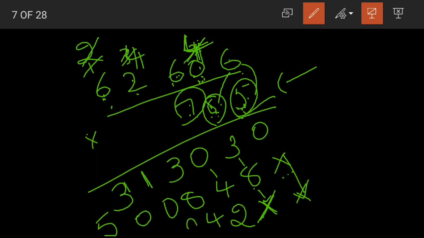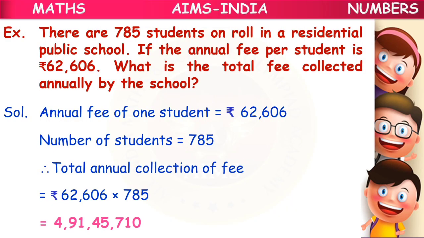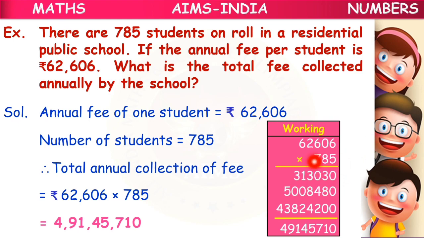7 6s are 42. 4 carried. 7 2s are 14. 14 plus 4 is 18. So 8 here, 1 carried. 7 6s are 42. 42 plus 1 is 43. Oh, I'm sorry. What I wrote here is not visible. Yes, but don't worry, we have the working here.